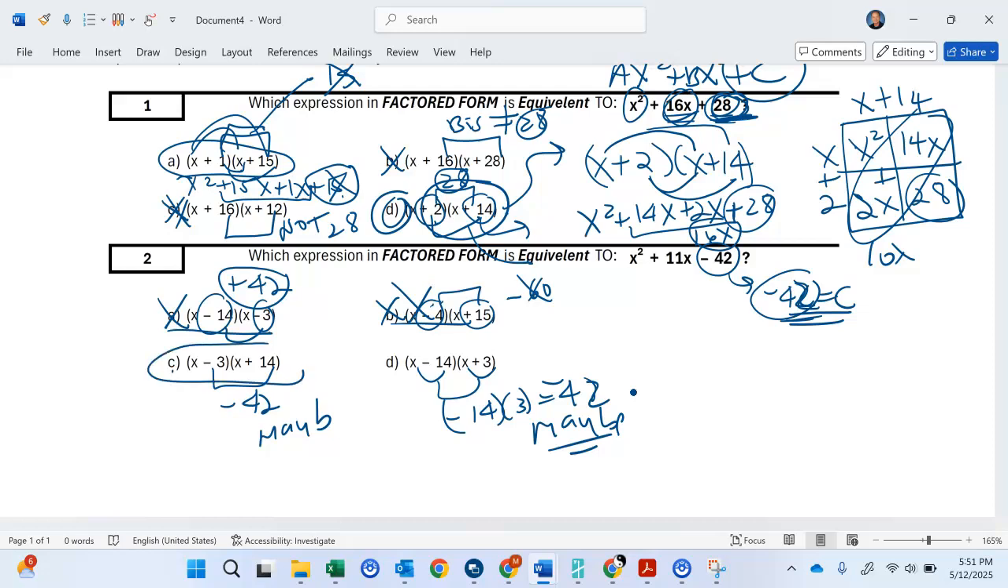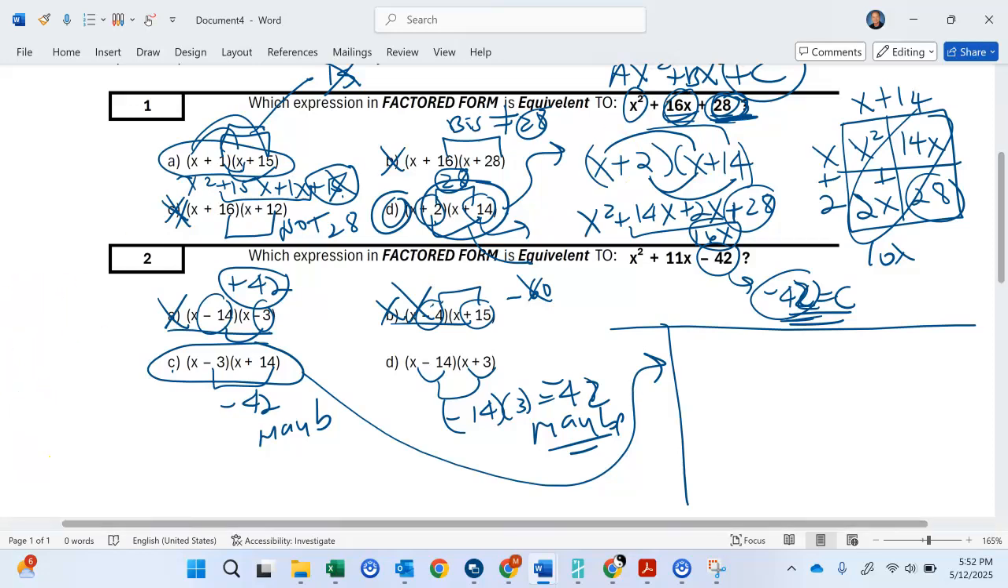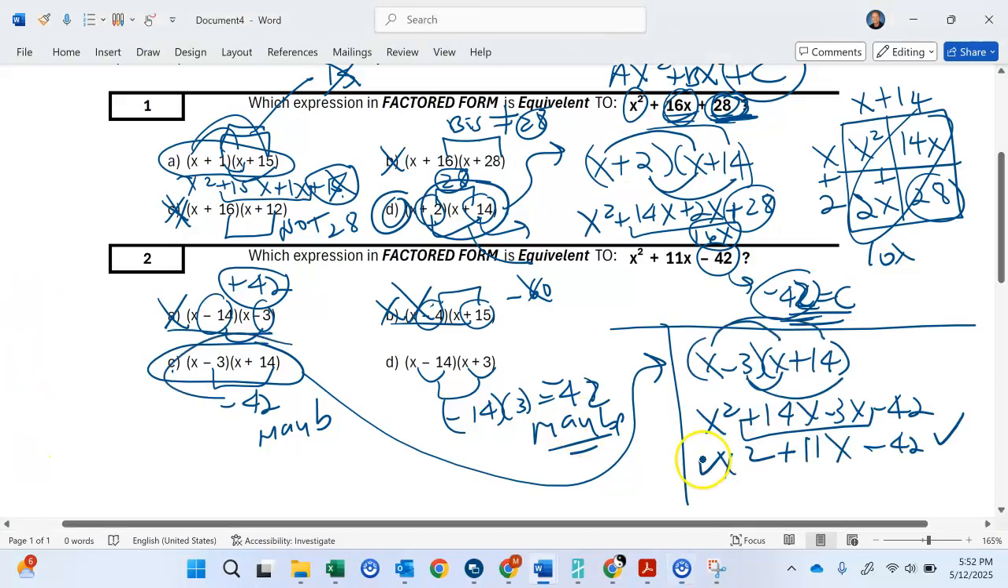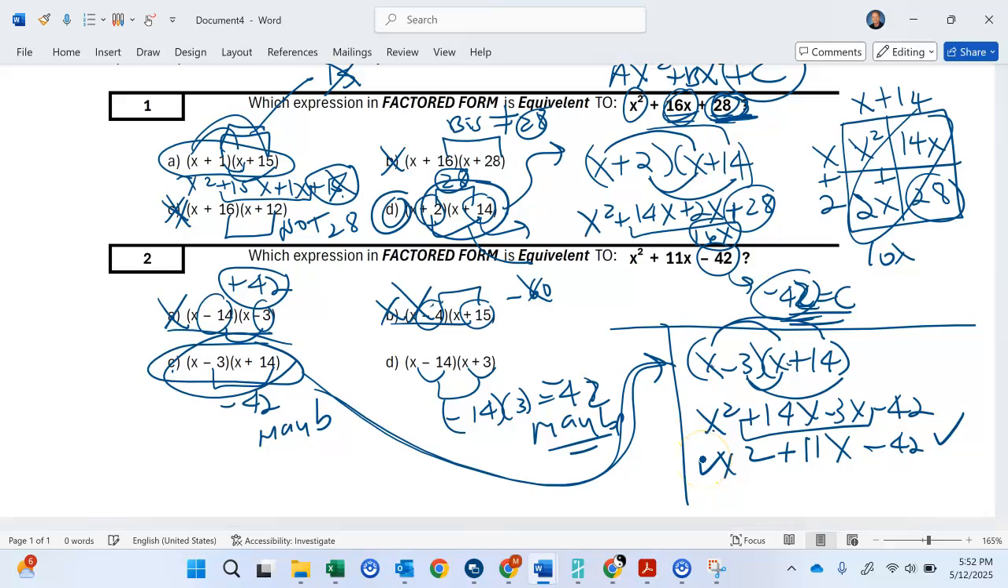So maybe I just try C and find out what happens. Go ahead and try that to see if it's correct or incorrect. Okay, so when I take C and put it over here and try it, I get the following: x squared, 14x, and then negative 3x, and then negative 42. I put those together, I get positive 11x. So that tells me that C is the correct answer. I could try D, but I know that C is correct.